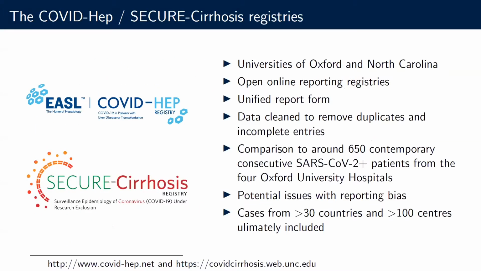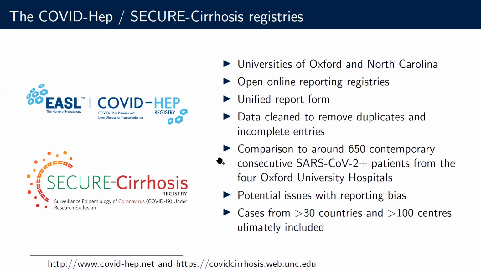And then really building on the work from the Italian group and collating work from internationally, I was involved with establishing the COVID-Hep registry, and we've partnered and ultimately synchronized everything with a separate registry based in North Carolina, SECURE-Cirrhosis. What this is, based from Oxford over here in the UK, is an open online reporting registry with a unified report form to invite clinicians to report details of their cases. I shan't go into too much detail, but essentially we took everything as was reported, only cleaned by removing incomplete entries and duplicates.